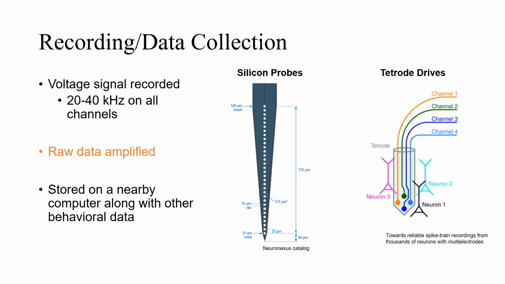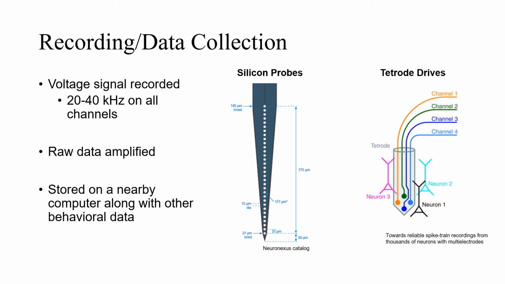The raw analog signal is amplified to improve the resolution of the signal. And then the data is converted to a digital format and stored on a computer nearby, often with other behavioral data like video of the animal.